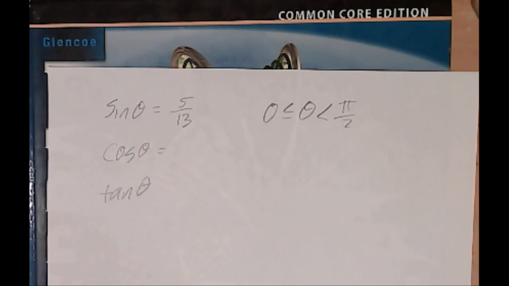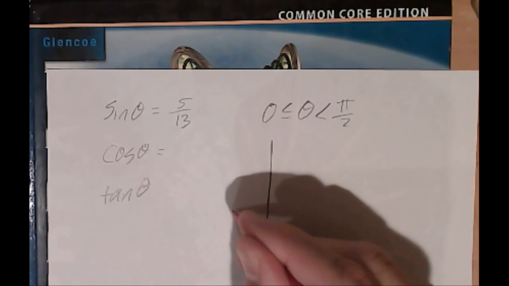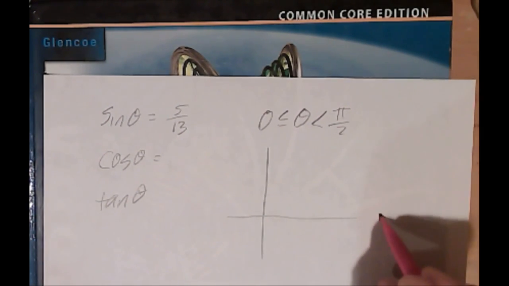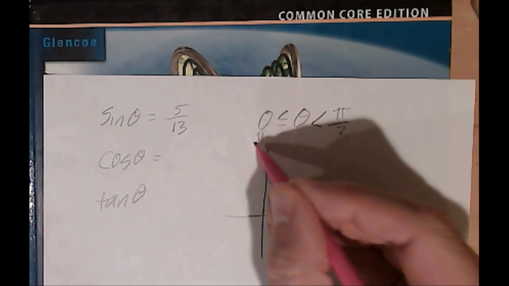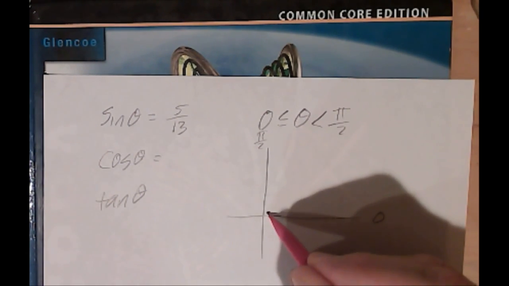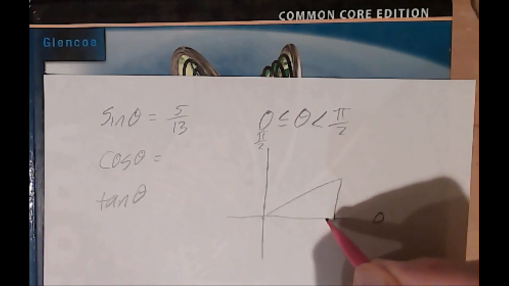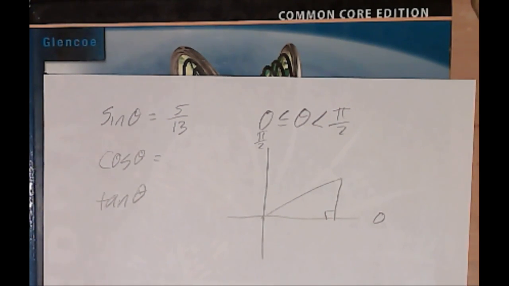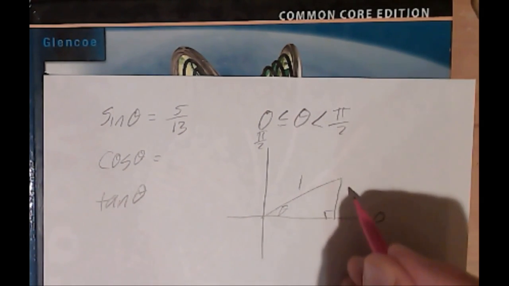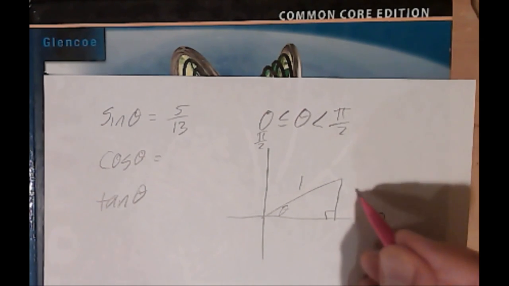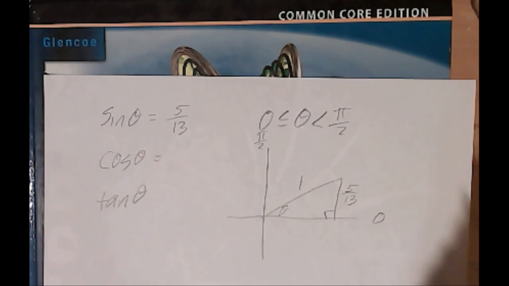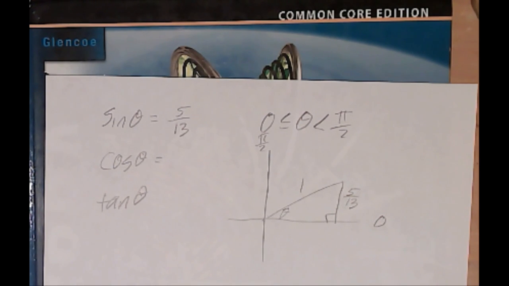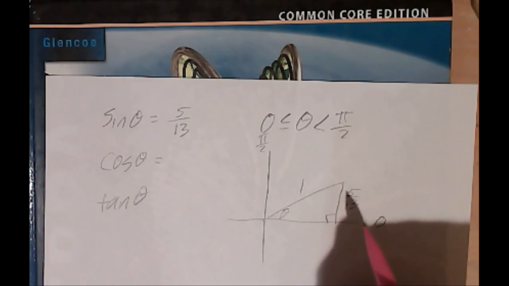Okay, so if sine is, let's draw our picture because we're in the first quadrant because this is 0 and pi over 2, right? So it's in here somewhere. So just slop that line up there somewhere like that and make the sine 5/13. Now this has to be 1. Now, sine from this angle is opposite over hypotenuse. So this would just be 5/13.